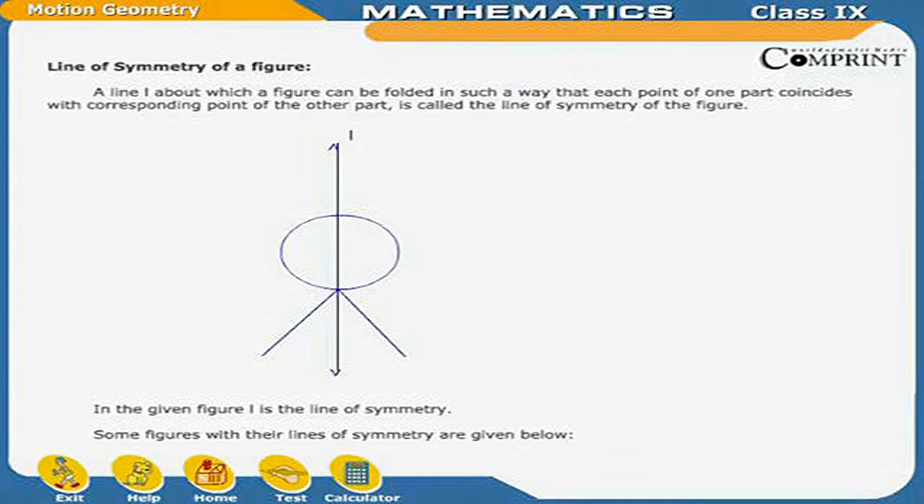Symmetry of a figure. A line L about which a figure can be folded in such a way that each point of one part coincides with the corresponding point of the other part is called the line of symmetry of the figure. In the given figure, L is the line of symmetry. Some figures with their lines of symmetry are given below.